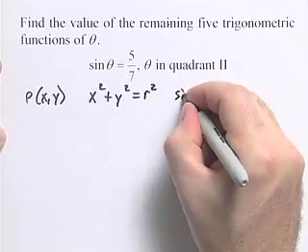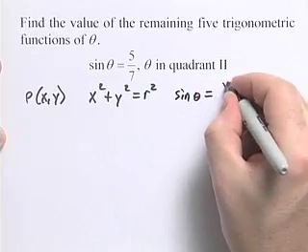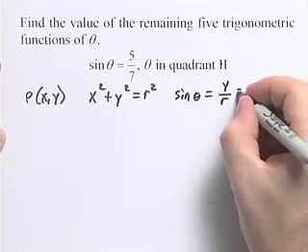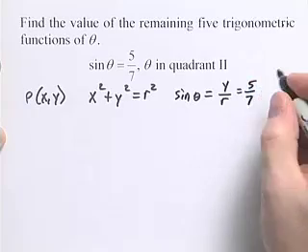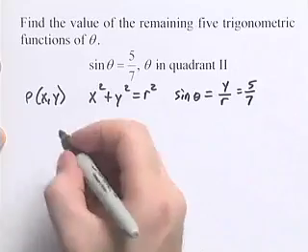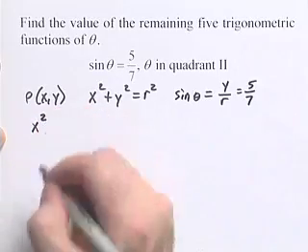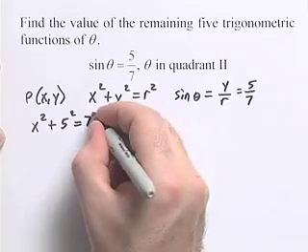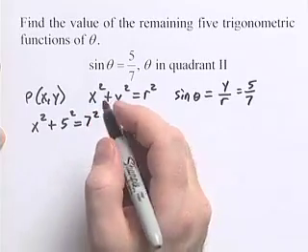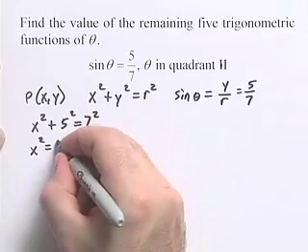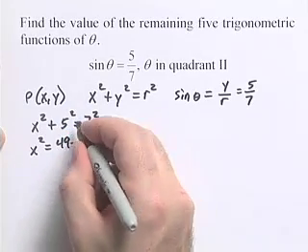We know that sine of theta is equal to y over r if we're on a circle of radius r, and that's equal to 5/7. So we know y and we know r. We plug those values into our equation here. We'll have x squared plus 5 squared equals 7 squared. We solve this for x. X squared will equal 49 minus 25.